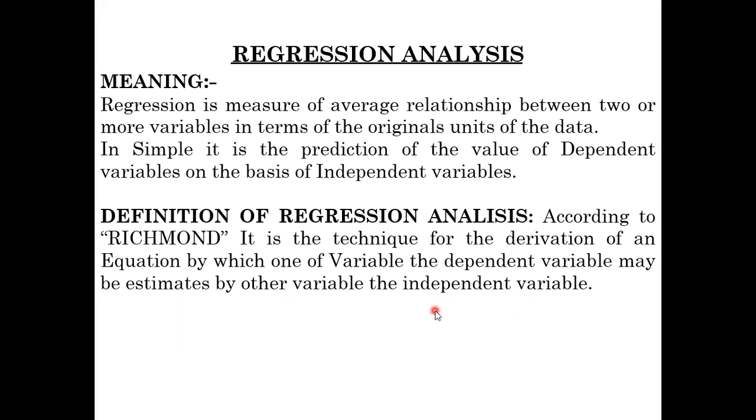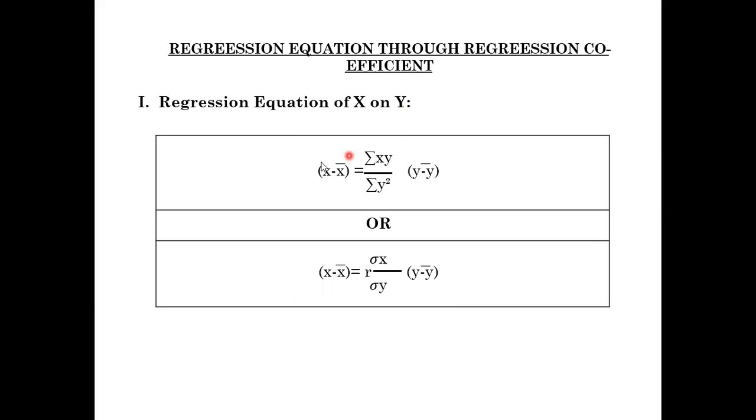Okay, students. Now, let us move on to the formulas for regression equations through the regression coefficient. There are two regression lines, that is, regression equation x on y and y on x. The first one is x on y. For x on y, the formula is x minus x mean is equal to sigma xy divided by sigma y square, into y minus y mean. This is the formula for calculating x on y.